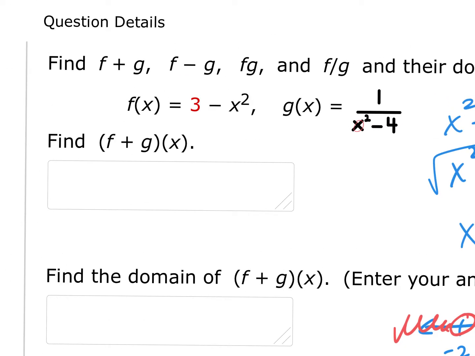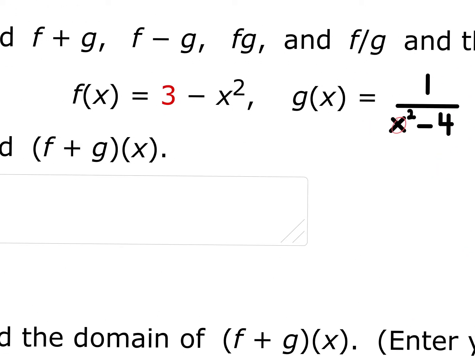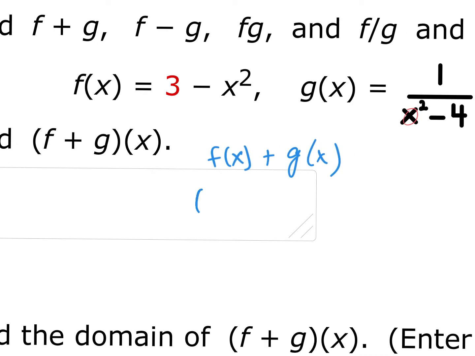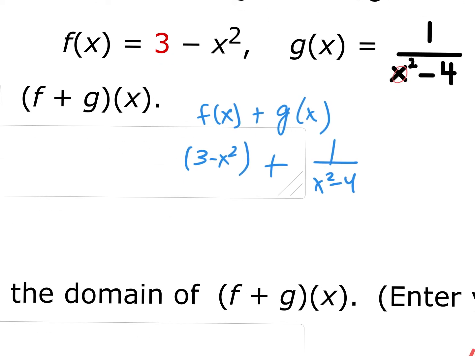If I add these two functions together, f of x and g of x, that's what this says. So if you take the f function, 3 minus x squared, and add it to the g function, x squared minus 4, can I combine anything? Do I have any like terms? I do have x squareds, but one's in a numerator, one's in a denominator, correct? We can leave this over 1. If you did get a common denominator, we don't have to multiply?